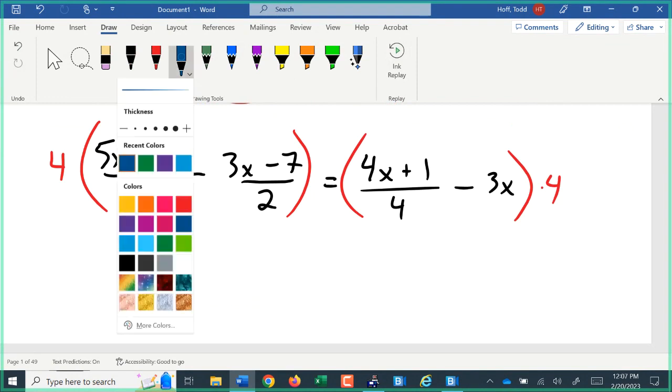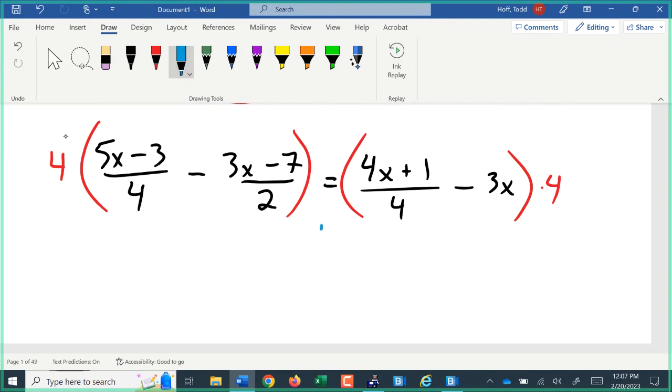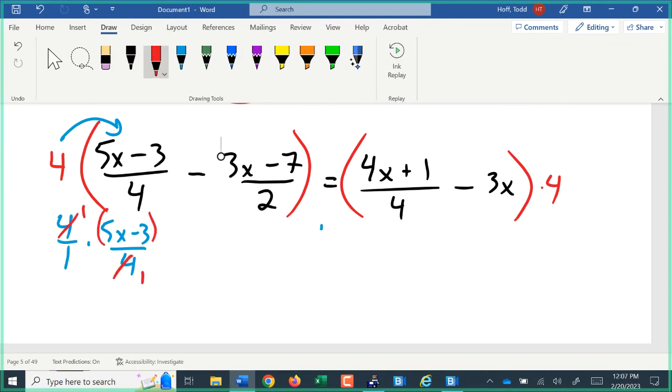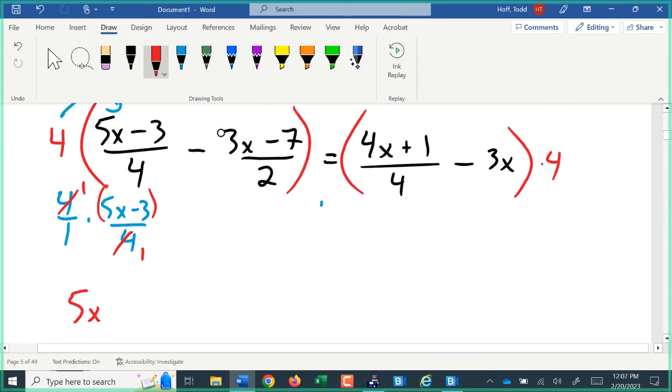On the left side, the first part here is pretty standard. 4 times the (5x minus 3) over 4. 4 over 1 times (5x minus 3) over 4. Put in the parentheses here, but the 4's cross cancel, giving me 1 and 1. So that is just 5x minus 3.